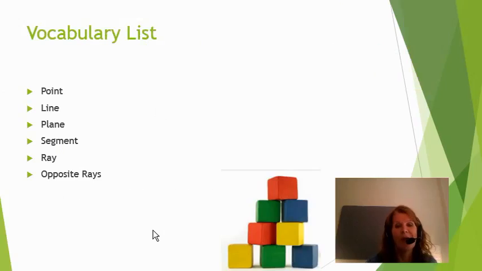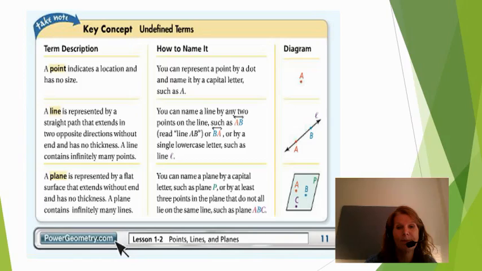Okay, here is our vocabulary list for this lesson. These are the 6 terms that we will be able to define by the end of this lesson. Point, line, plane, segment, ray, opposite rays. And if it seems like I'm going too fast for you, hit the pause button, rewind, and play it again. Okay, here we go, guys.